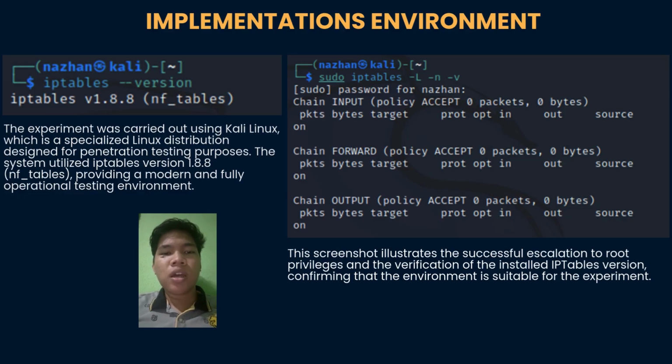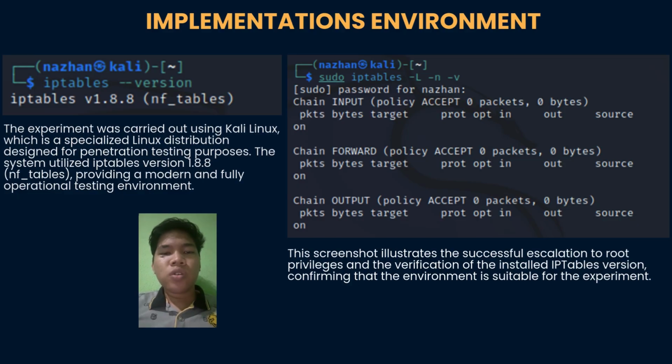As you can see in the first terminal screenshot, we run the command iptables --version. The output confirms we are using version 1.8.8, which utilizes the modern nf_tables framework. This check ensured our system had a fully operational and up-to-date firewall utility.